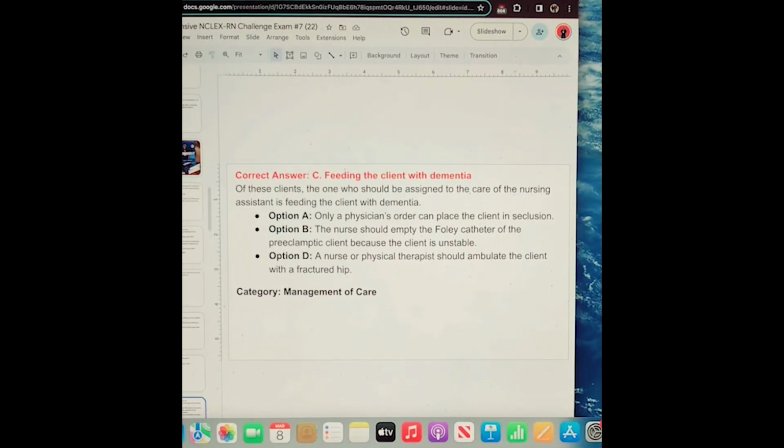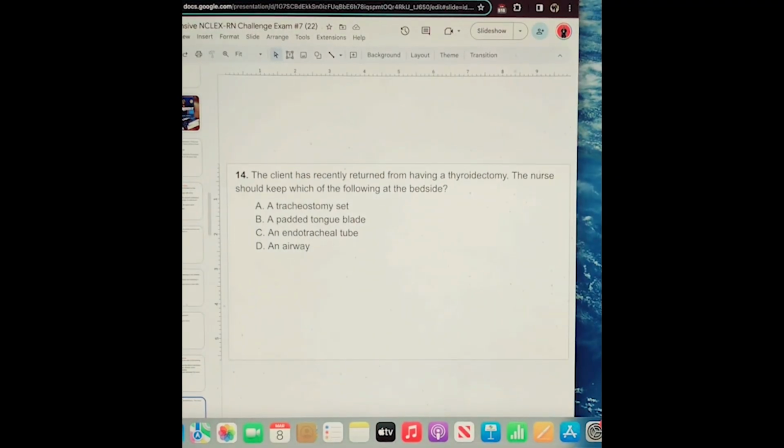So you as the registered nurse, what would you allow for them to do within their scope of practice? And the answer is C, feeding the client with dementia. Of these clients, the one who should be assigned to the care of the nursing assistant is feeding the client with dementia, right? Here we go. Question number 14. The client has recently returned from having a thyroidectomy. The nurse should keep which of the following at the bedside?